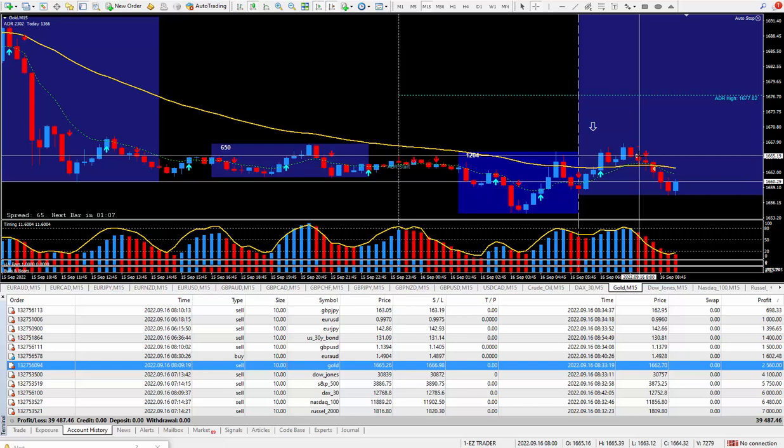And this should be 25. Could have made a lot more. Look at that, 70. There it is right there. Remove the last digit, 25 times $10 times 10 lots is $2,560.